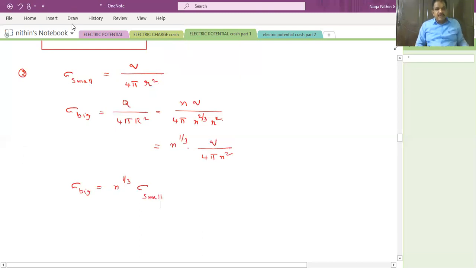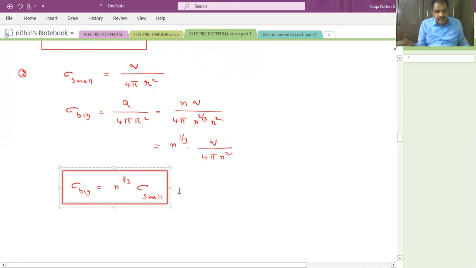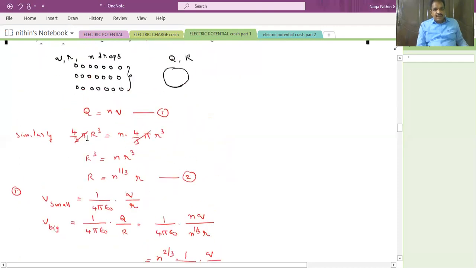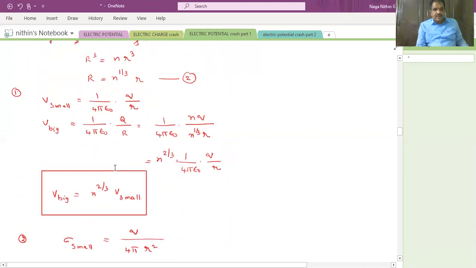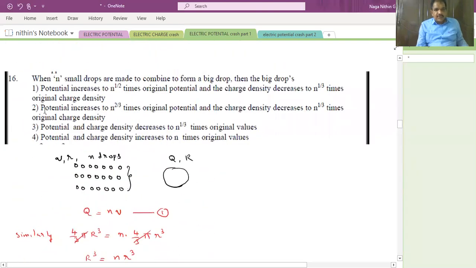So this is the relation between the surface charge densities. Like this, you can calculate capacity, you can calculate energy, whatever it may be. These two are important: charge and radius. If you know them, you can easily calculate the relation between the other. So here potential becomes n power 2 by 3. So second option, potential increases to n power 2 by 3 times of original potential.